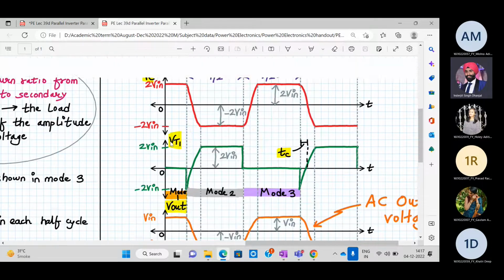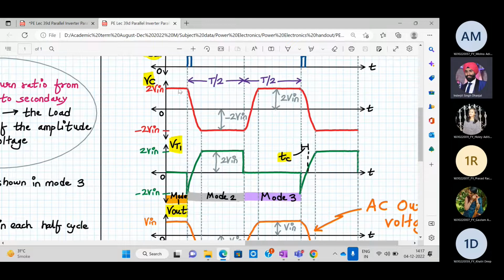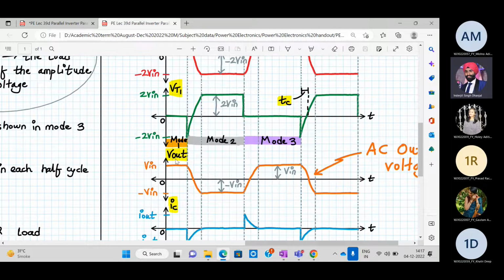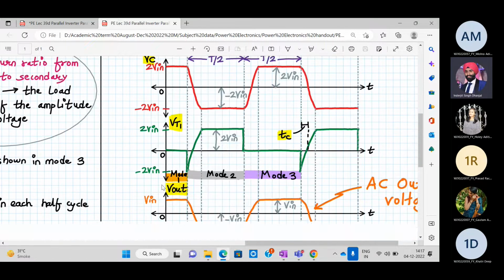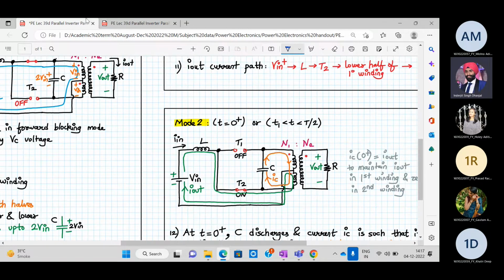Correct? What about the voltage across the capacitor? It was plus 2V. You remember? Plus 2V. And then what about output voltage? Why output voltage is V instead of 2V? Anyone can tell me? Why output voltage is V instead of 2V when the capacitor voltage is 2V? Can anyone answer this question?